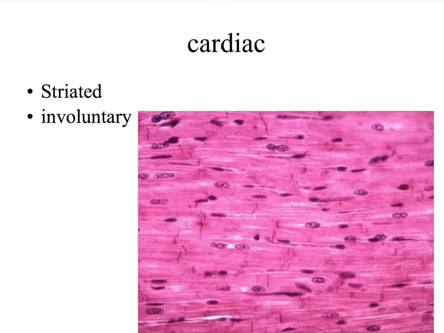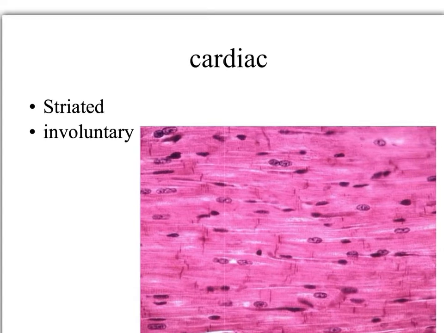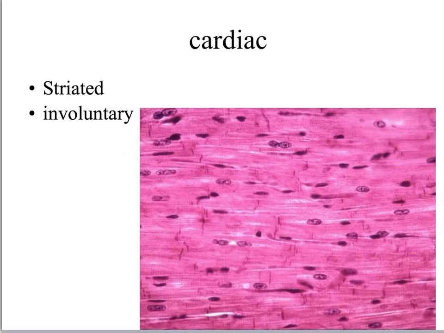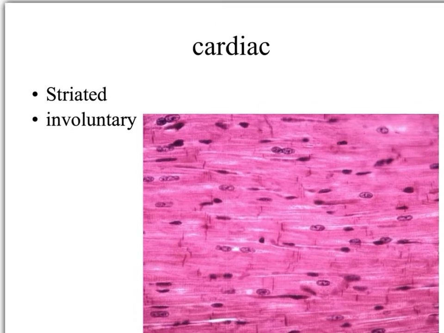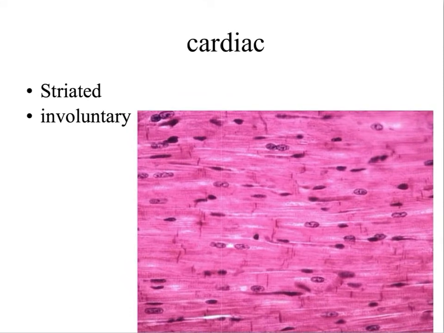So again, here's simply a diagram of cardiac muscle tissue. It looks striated, so if you look closely on the slide, you'll see tiny little stripes in here.